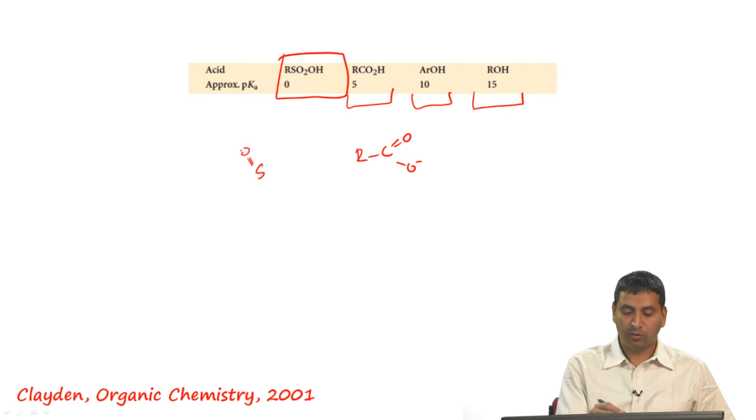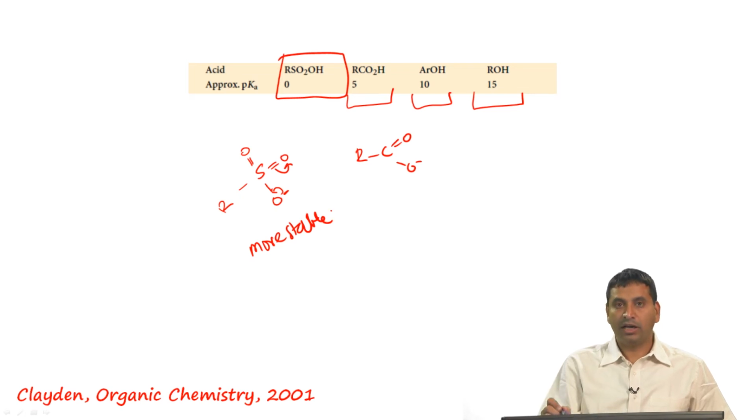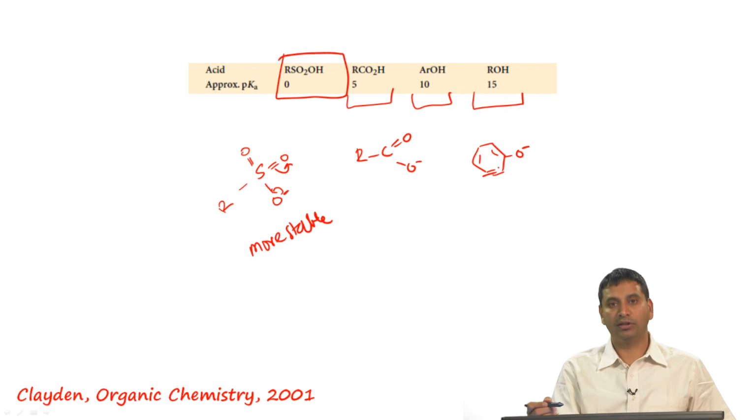S double bond O, O minus is the structure of the sulfonate. Again, this can involve itself in various resonance forms, and therefore, you can understand that this is more stable compared with the alcohol. And between a phenol and alcohol, since there is a scope of delocalization within the aromatic ring, the aryl alcohols, the phenols, are typically more acidic compared to aliphatic alcohols.